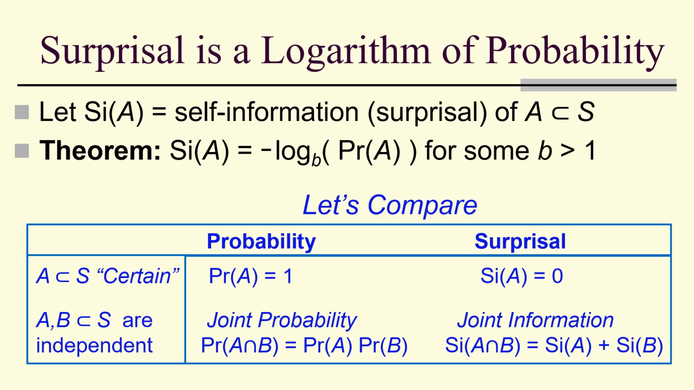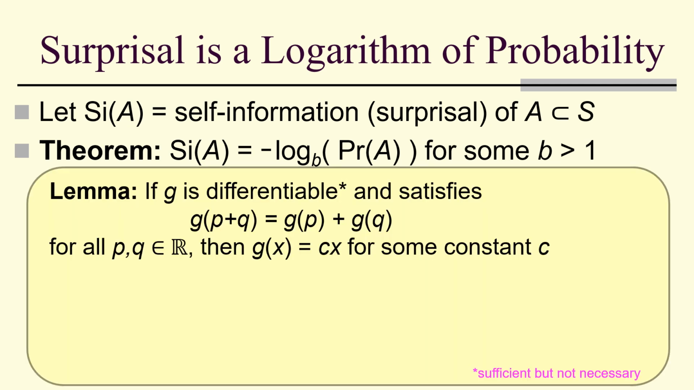So we'll use this to prove that self-information is the negative logarithm of the probability of A for some base b greater than 1. Now to do that, we have to use the fact that g of p plus q equals g of p plus g of q implies that g of x is cx for some constant c. And we'll do this assuming g is differentiable. Notice it's almost linearity. We don't have the scalar multiplication. The proof, I'm just going to run through it real quick.